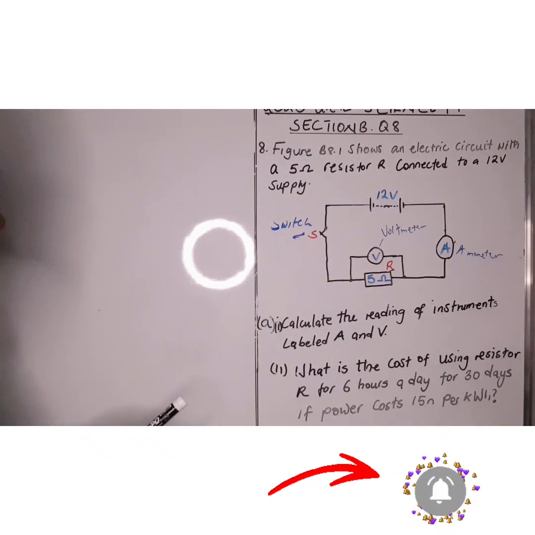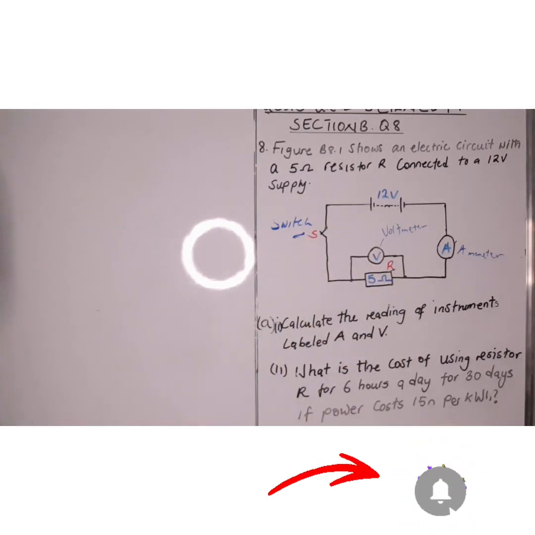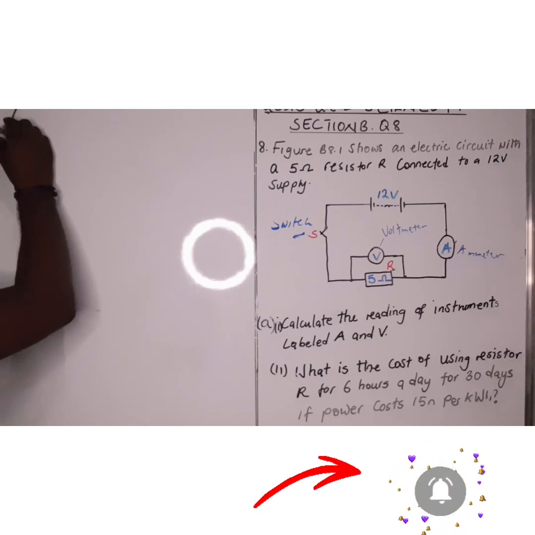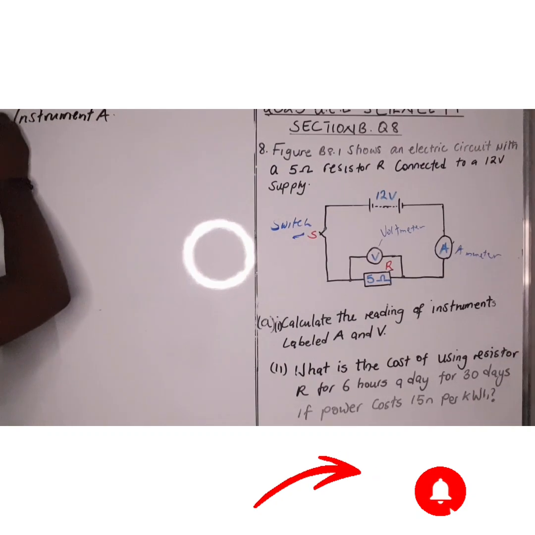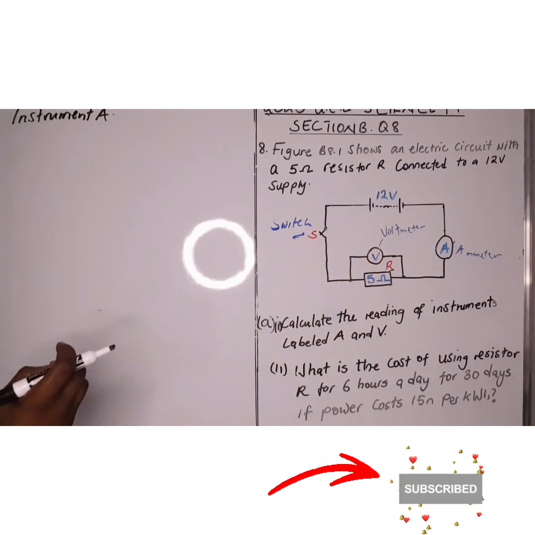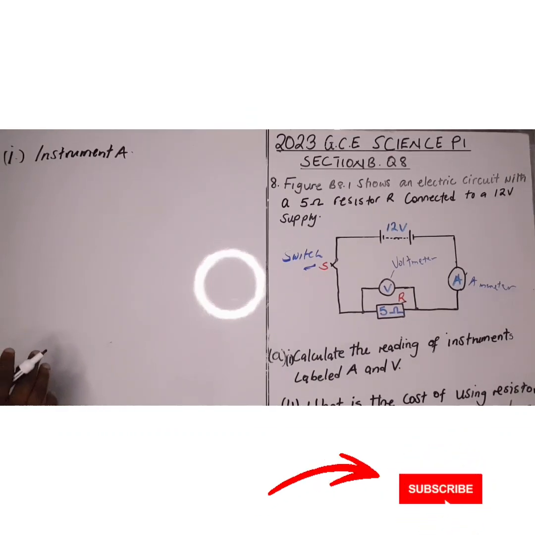The first question, which is A number 1, is saying calculate the reading of the instruments labeled A and V. We have this instrument which is labeled A, and this instrument which is labeled V. So we calculate the reading of those instruments. We start with instrument A, the ammeter. In short, we are calculating the reading of the ammeter, so we are calculating the current in the circuit.